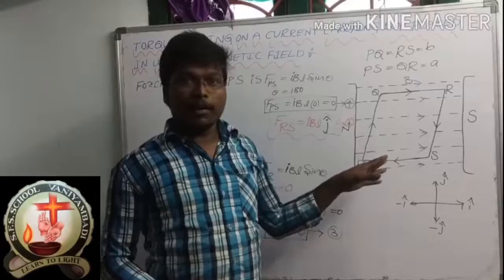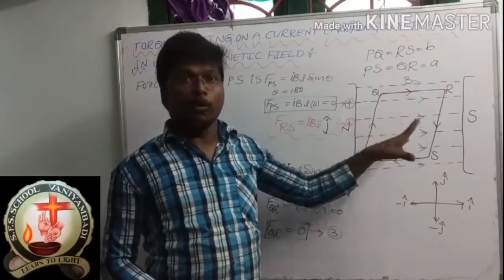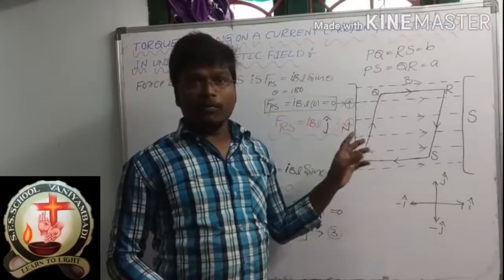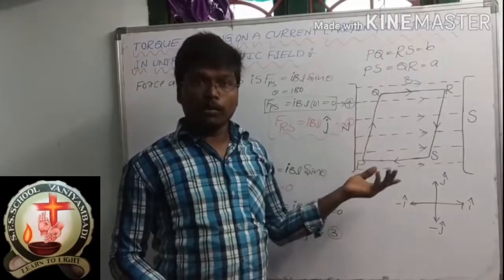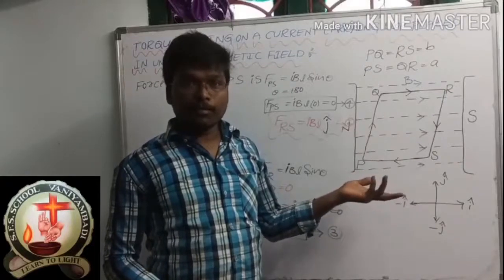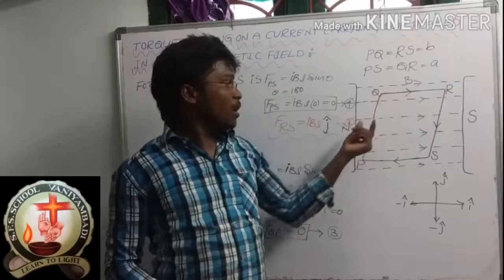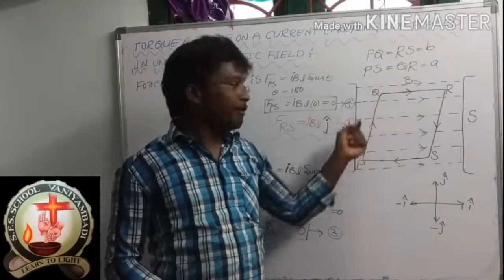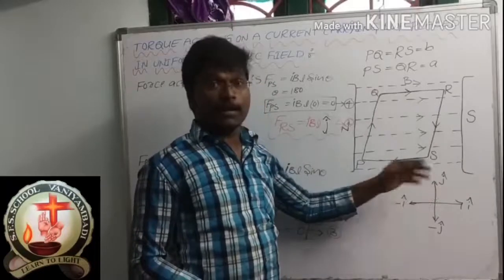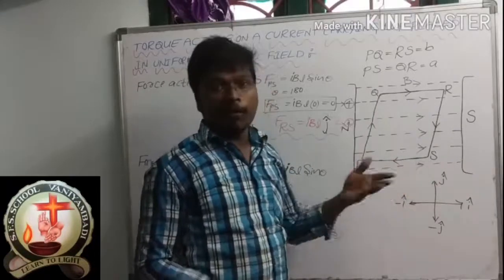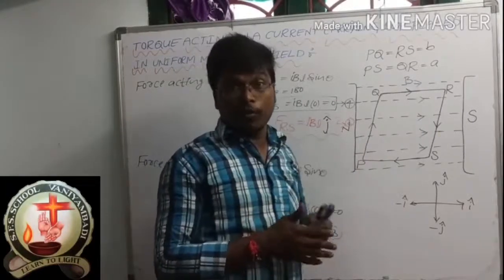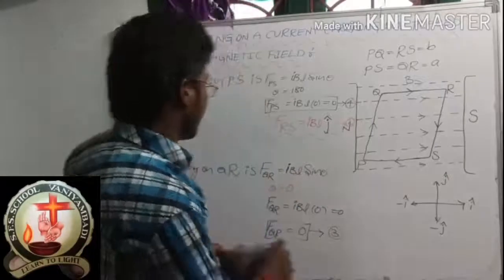But here I didn't place even a single conductor. I placed a loop, right? PQRS loop. So I have to find the total force acting on the loop. Okay, so what should I do? Simply I will add this force and this: how much force is acting on PQ, how much force is acting on QR, how much force is acting on RS and how much force is acting on SP. I will add four force expressions. So you can add those four force expressions. First of all, you can write them separately.